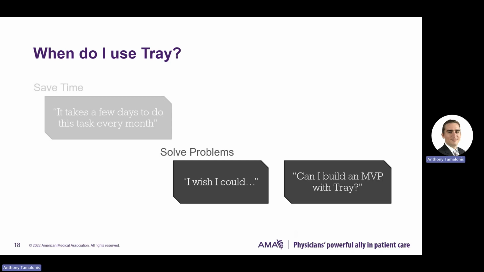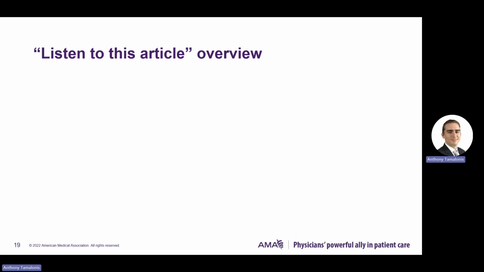And the other solving problems that I'm going to talk about next is how can I build an MVP of a product with Tray? So the problem that came up, we wanted to build a listen to this article feature. You might see these all over the web, especially on news content, where there's a little button, you can hear an article read, often by a robotic voice, instead of having to read it.